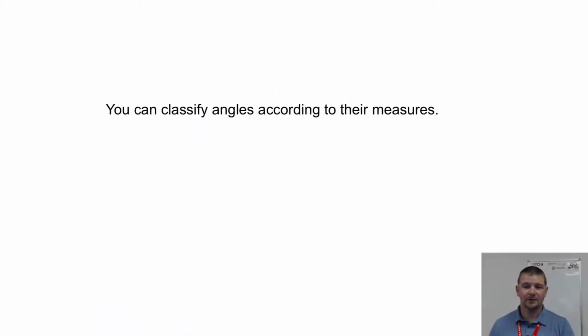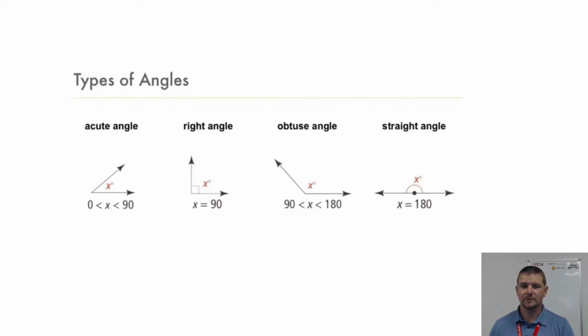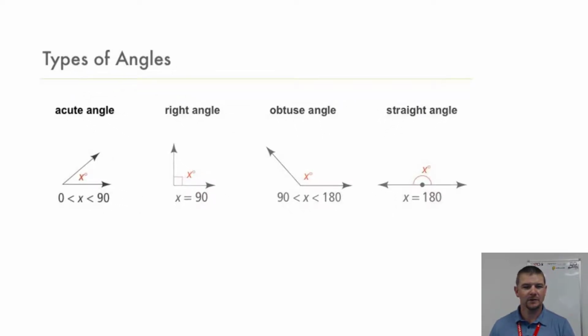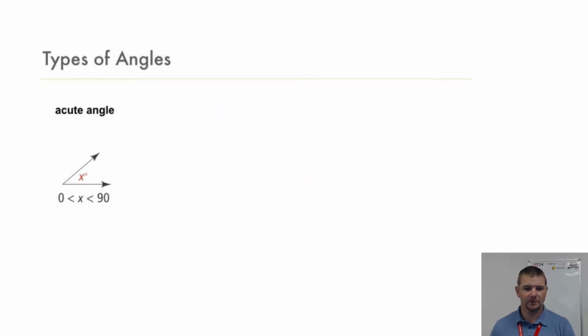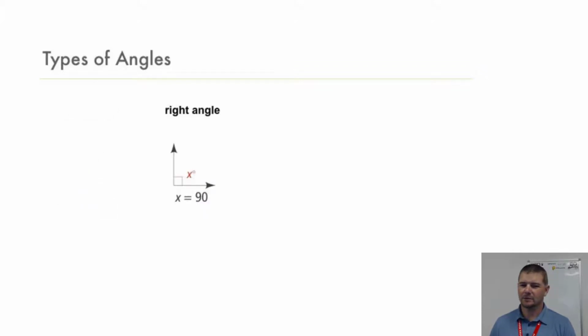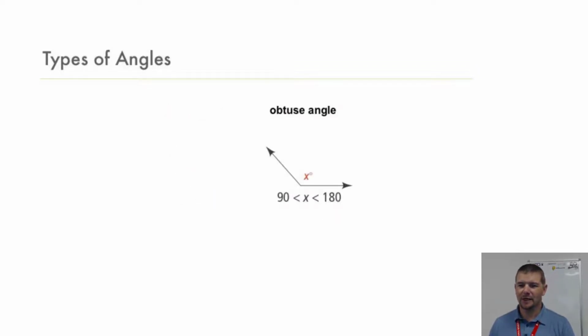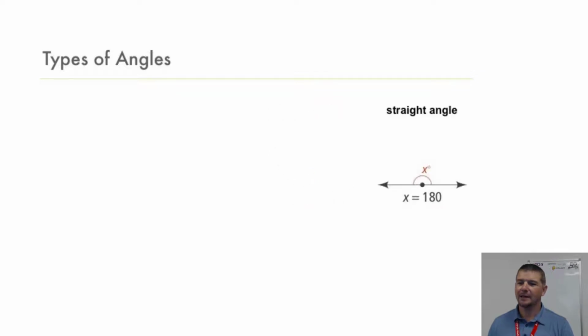You can classify angles according to their measures. The types of angles. First, acute angles. Here's an example. In this case, 0 is less than x, which is less than 90. Right angles. Shown here, x equals 90. Obtuse angles. Shown here, 90 is less than x, which is less than 180. And straight angles. An example here, x equals 180. Note a straight angle forms a line.